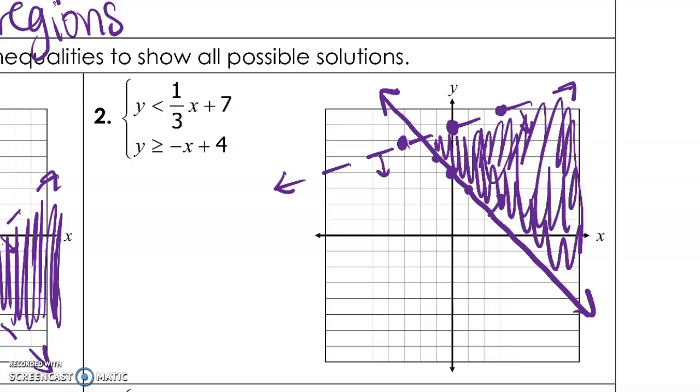If you want to check to make sure you shaded the correct region, you would just pick any ordered pair in the shaded region and plug it into both inequalities to make sure it makes them both true.